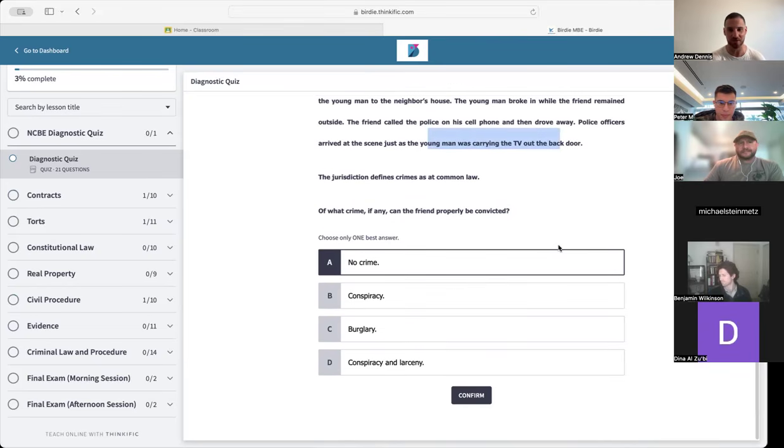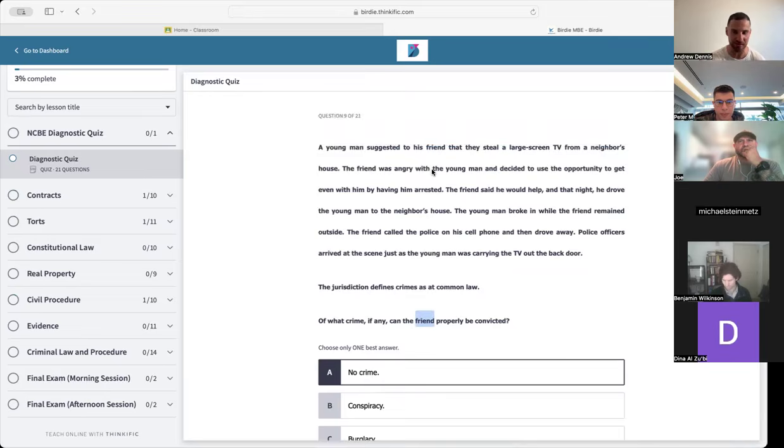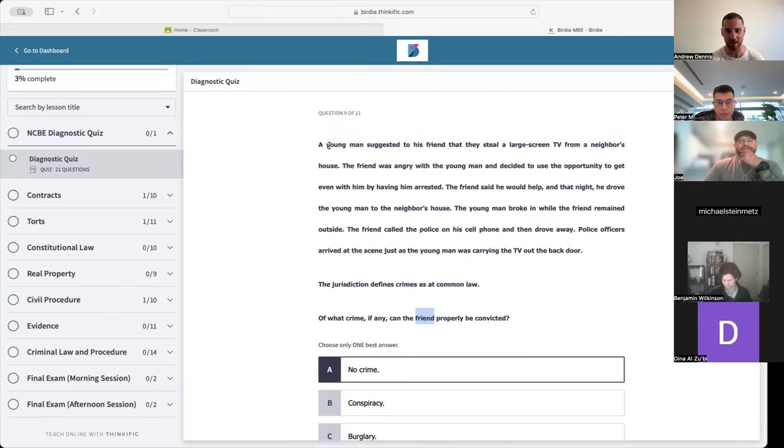I agree. I don't love this question, but it is no crime here. They're asking, can the friend probably be convicted of conspiracy? The answer is no, because he didn't have a guilty mind. That's the takeaway. Now, could the young man be convicted of conspiracy? What's the best answer in law school, right? Because you need two people for that.